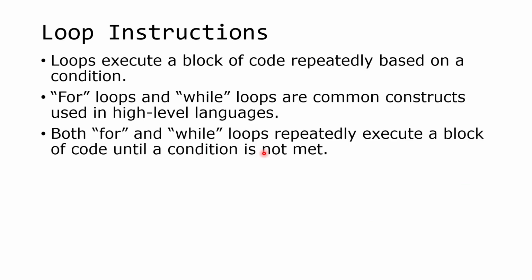Next, loop instruction. Loops execute a block of code repeatedly based on a condition. For loops and while loops are common constructs used in high-level languages. Both repeatedly execute a block of code until a condition is not met. Means we would repeatedly run the loop until the condition or the statement is false, then you can exit from that loop. So you need a condition to make sure that once it is not met, you will not be in a repetitive loop.